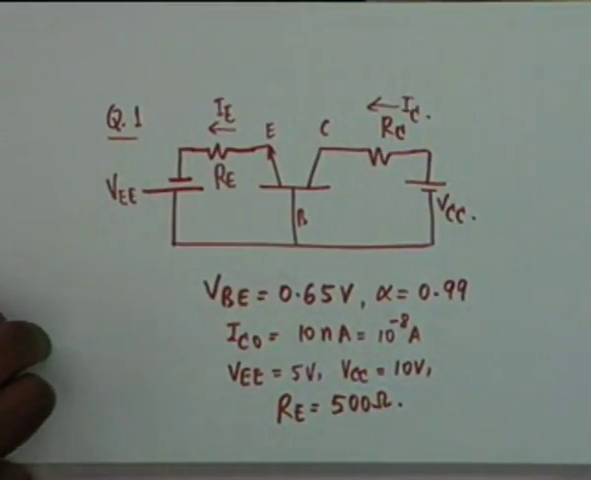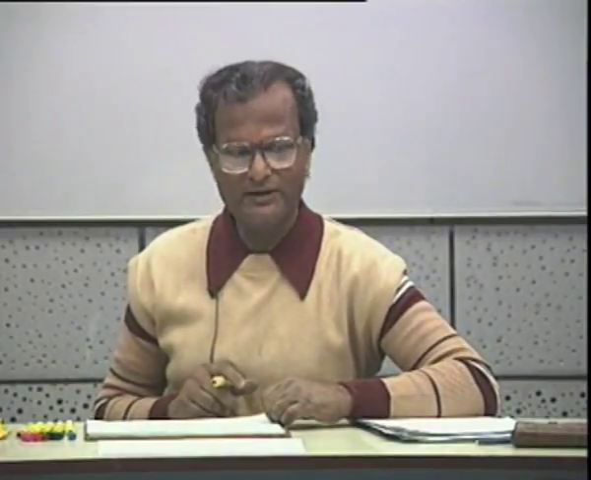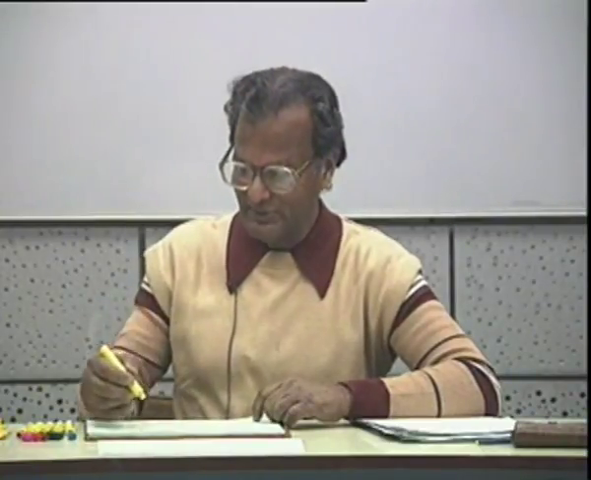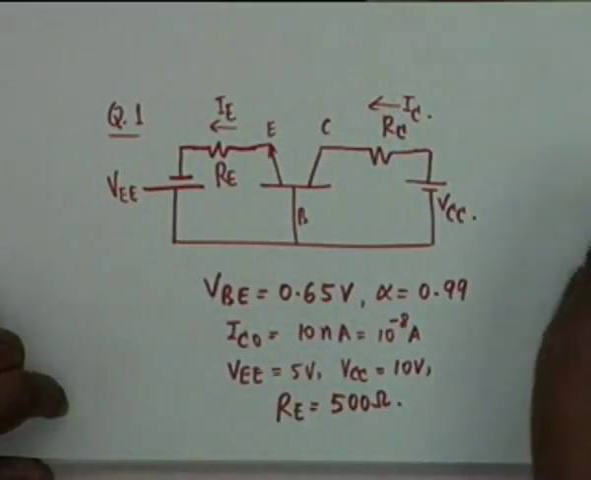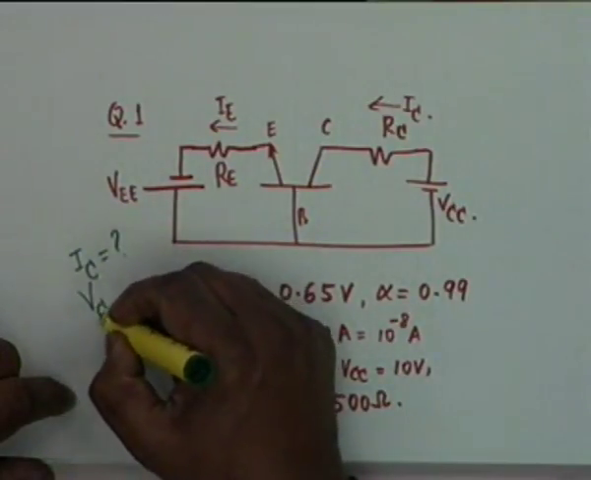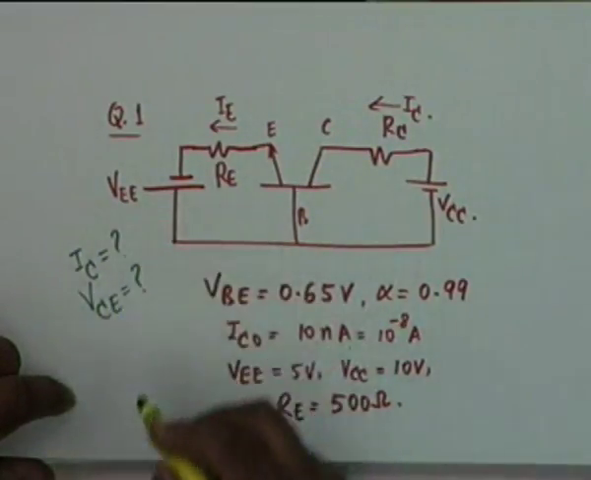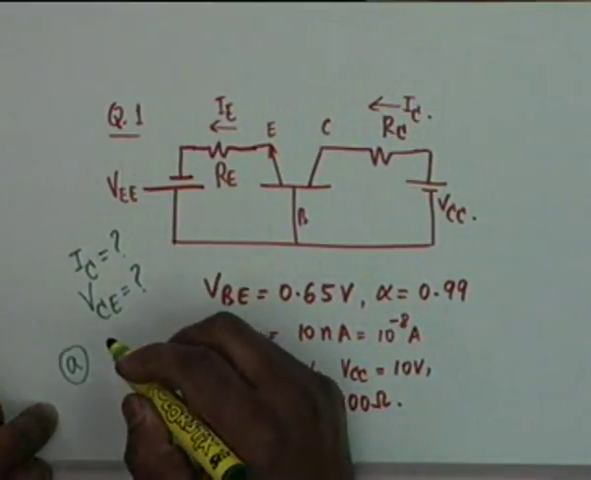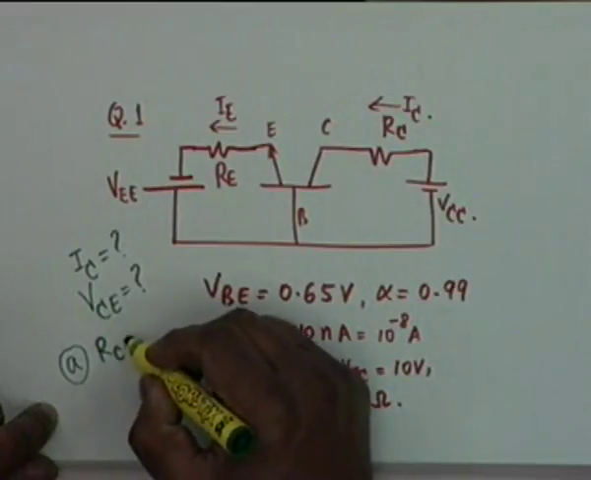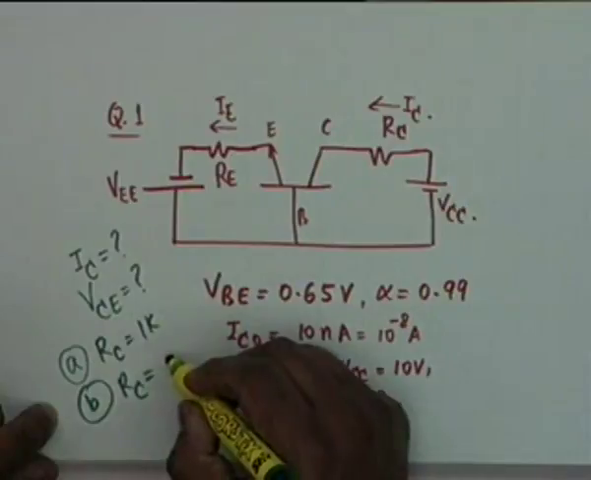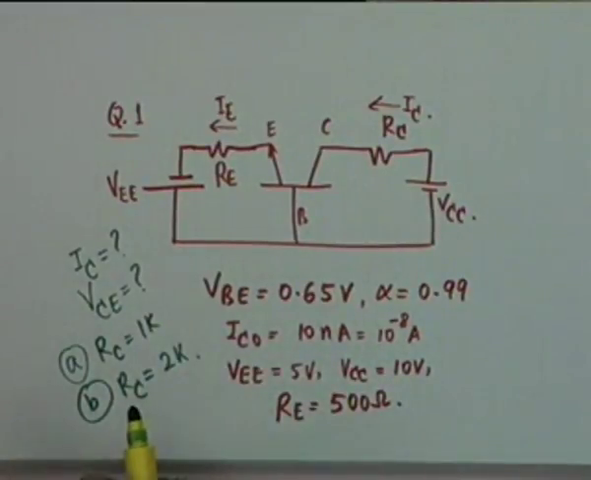Okay. Then you are required to investigate this circuit under two conditions. That is, essentially what you have to find out is the operating point. That is, the things to be found out are I sub C and VCE under two conditions. One is R sub C equal to 1K, and the second is R sub C equal to 2K.